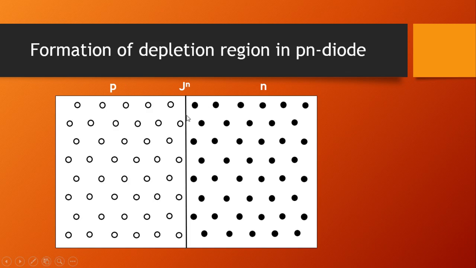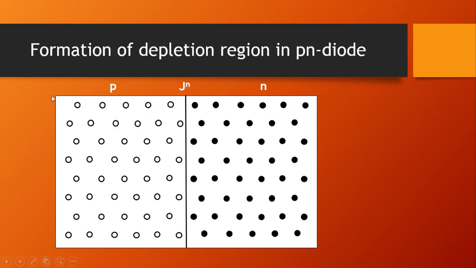Now, as soon as the junction is formed, you will have a concentration gradient of the majority charge carriers of both types, that is, holes are very large in number on p side but very few on n side, and electrons are very large in number on n side but very few on p side. And because of this concentration gradient, the natural tendency will set in of the charge carriers to move from higher concentration region to lower concentration region. So, holes will move from p region to n region on their own naturally, and electrons will move from n region to p region on their own naturally.